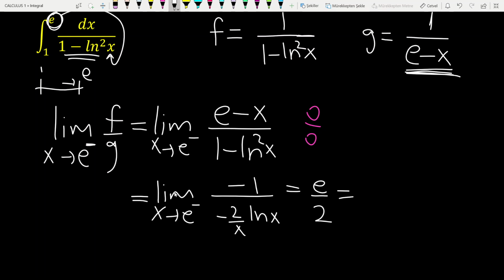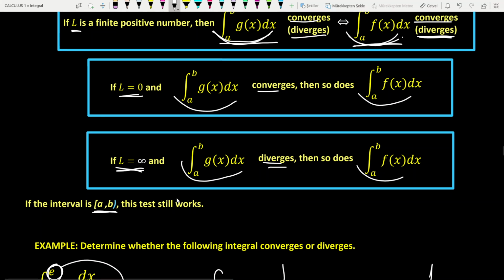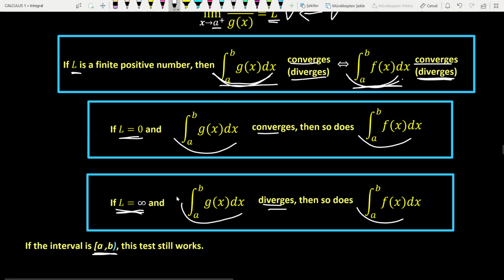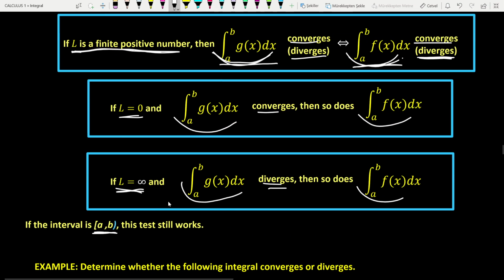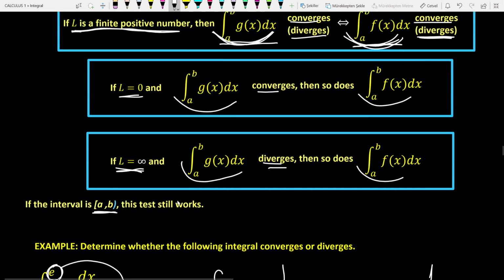This is L, right? e is a number which is greater than 2, and you have 2. Finally, you get the L. Let's look at this test, the limit comparison test. We have a positive number, as we stated here, right? We have a finite positive number. This is e over 2. So the behavior of the improper integrals of g and f is the same. They both converge or they both diverge.